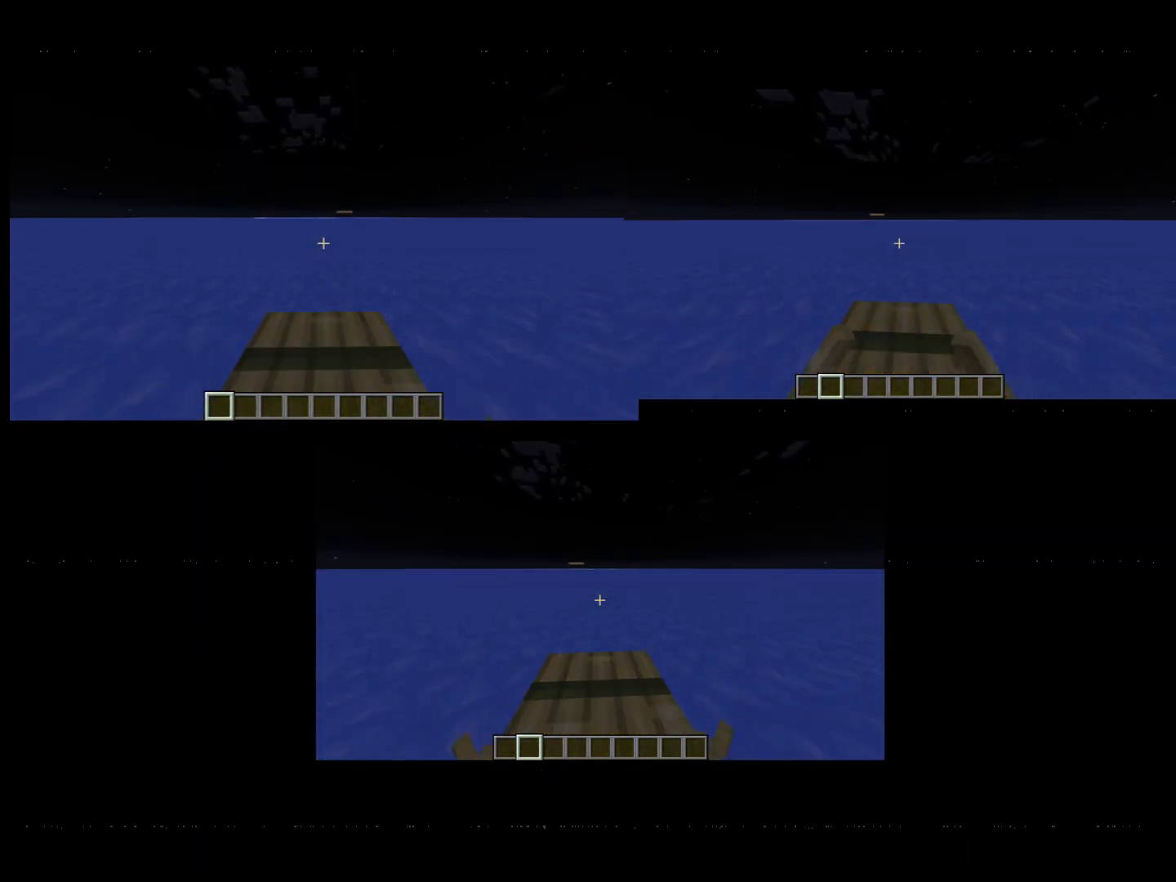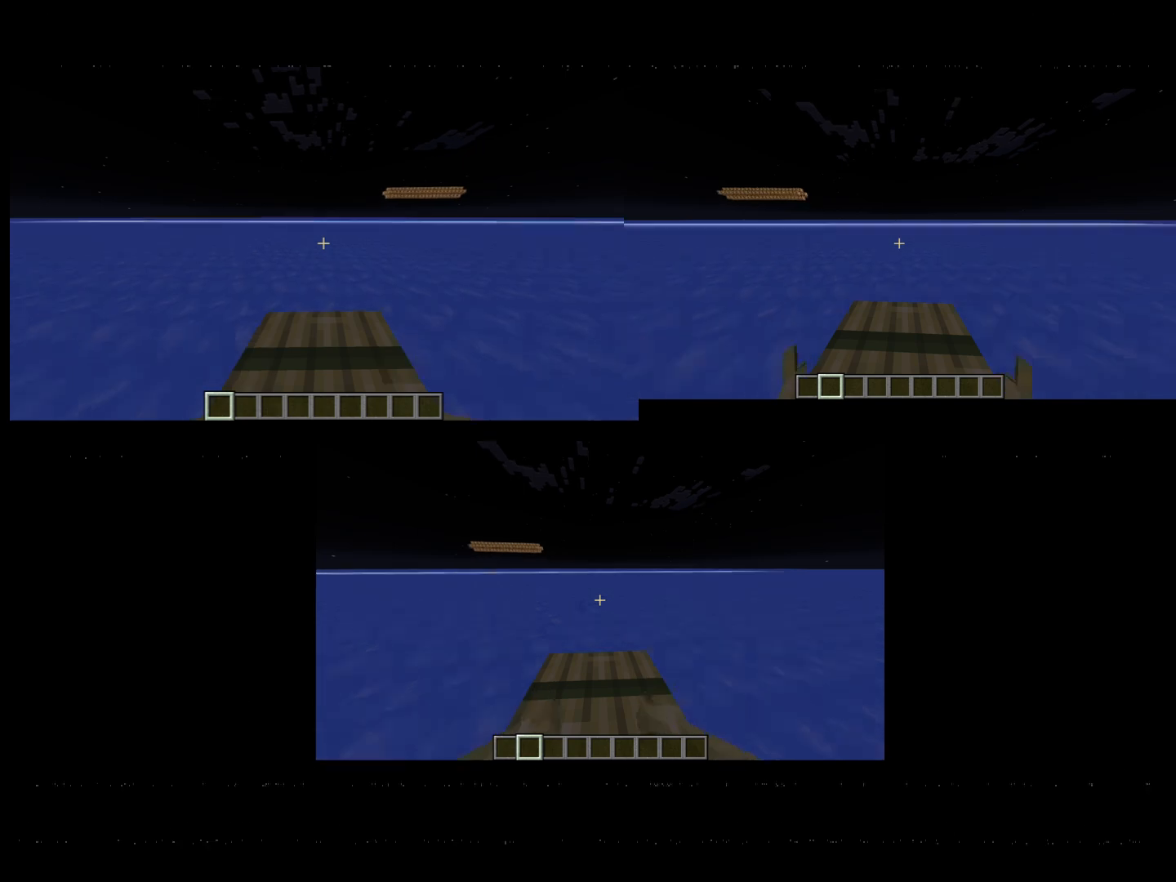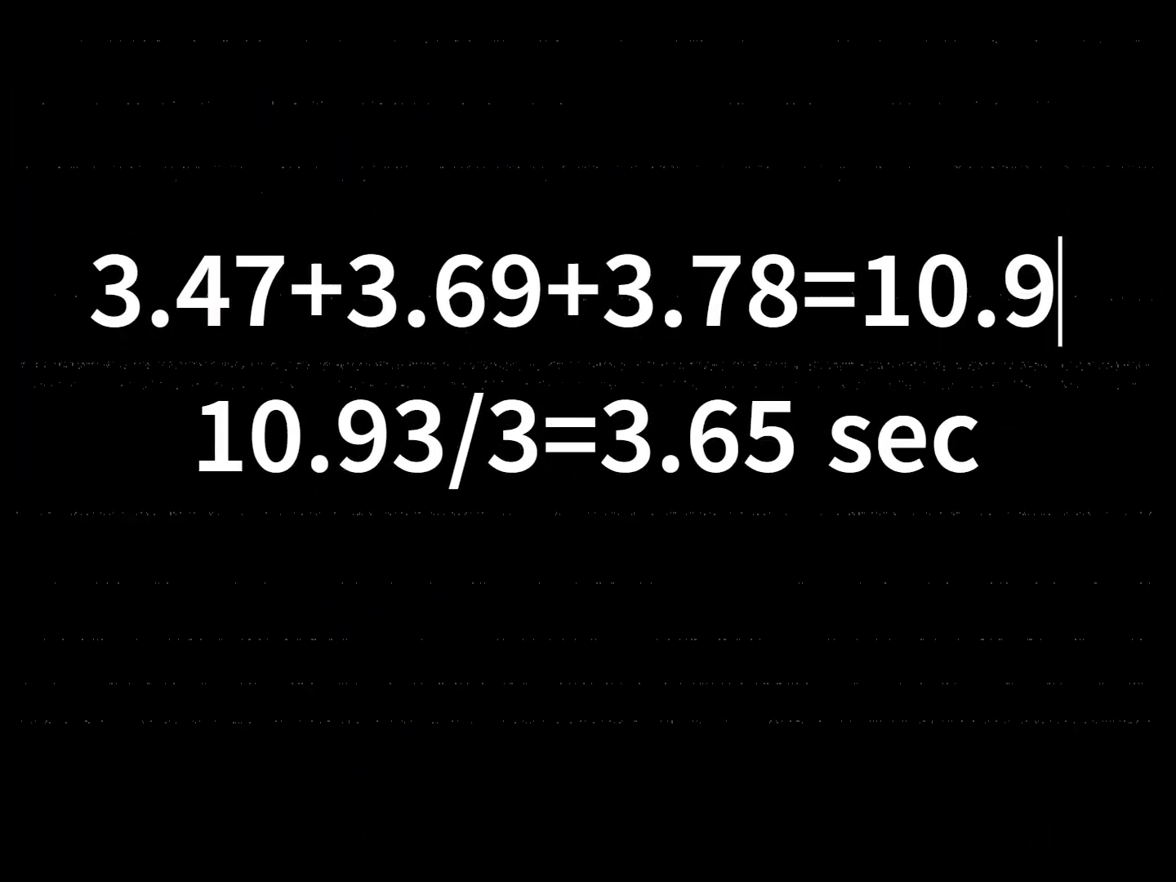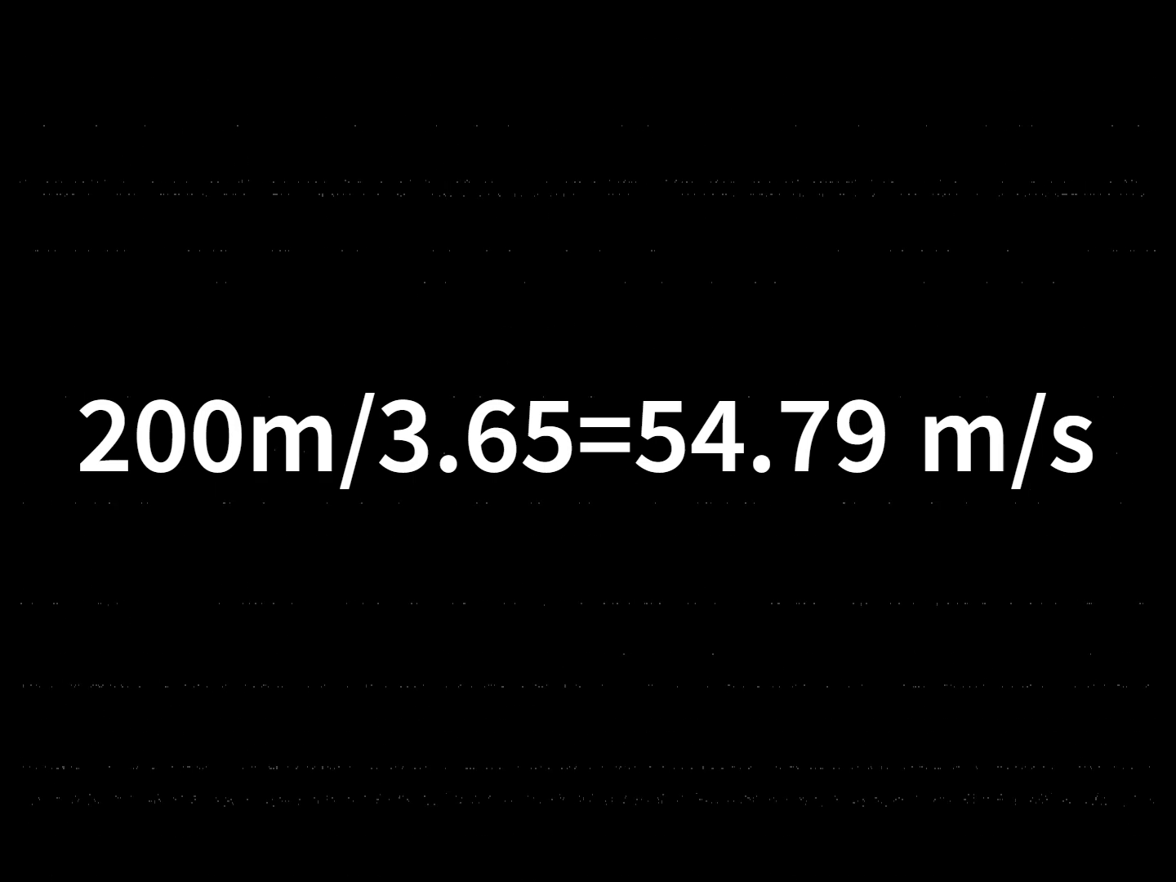I then took the average of these 3 times. It takes 3.65 seconds to travel 200 meters. I then take 200 divided by 3.65, and it means I'm going 54.79 meters per second.